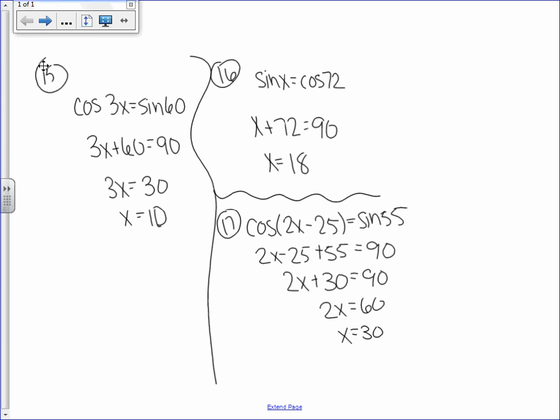Alright? I'm going to take a minute. Make sure that you're adding these up and equaling them to 90. The cofunctions are congruent. So that means that sine of something is equal to cosine of something. For number 16, sine is equal to cosine. That does not mean that x is equal to 72. If we have cofunctions that are congruent, that means that the angles are complementary. So make sure that you're adding these up and you're setting them equal to 90. Don't get tricked and equal them to each other.